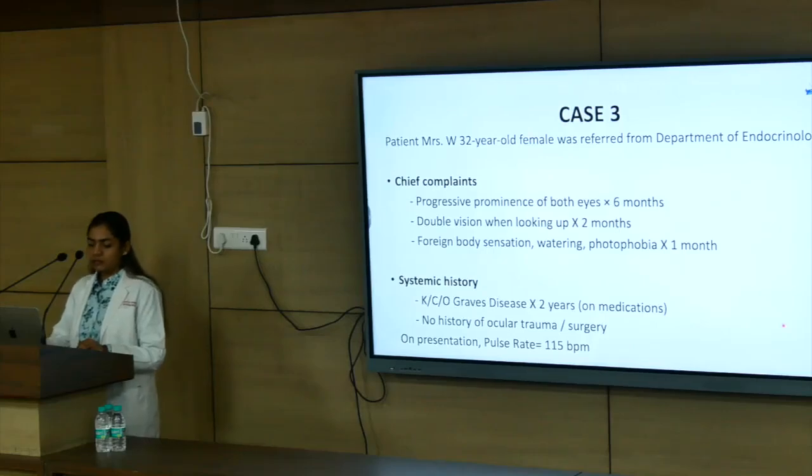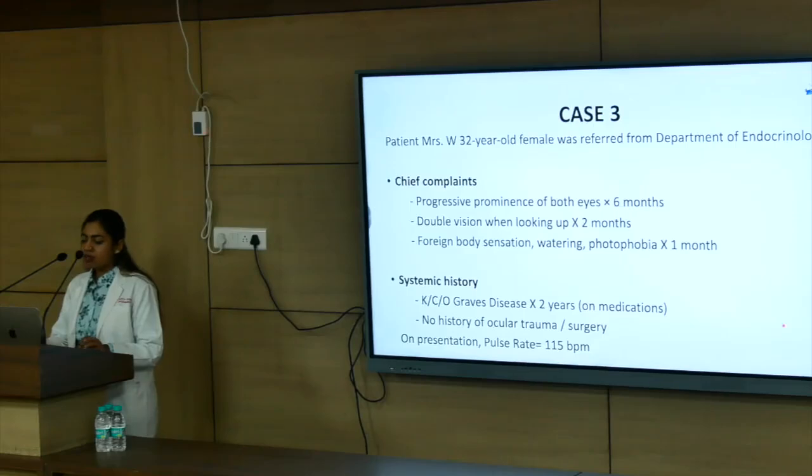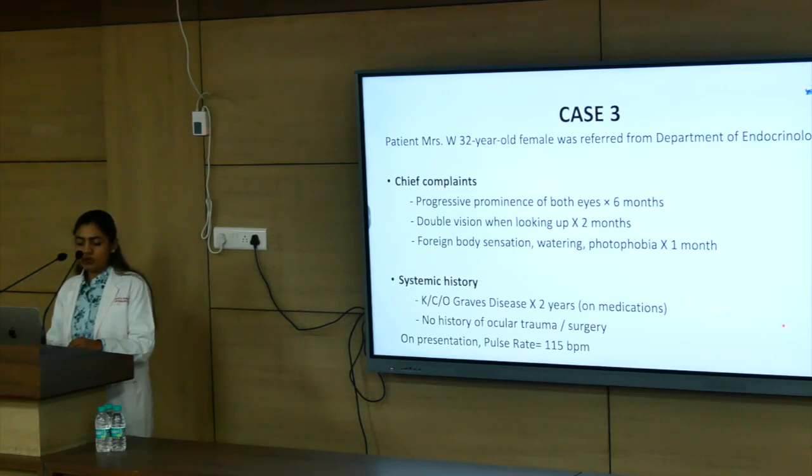A patient, Mrs. W, a 32-year-old female, was referred from the Department of Endocrinology with complaints of progressive prominence of both eyes for the past 6 months, double vision when looking up for the past 2 months, and foreign body sensation along with watering and photophobia for 1 month. The patient is a known case of Graves' disease for 2 years, on regular medication. She has no prior history of any ocular trauma or surgery.